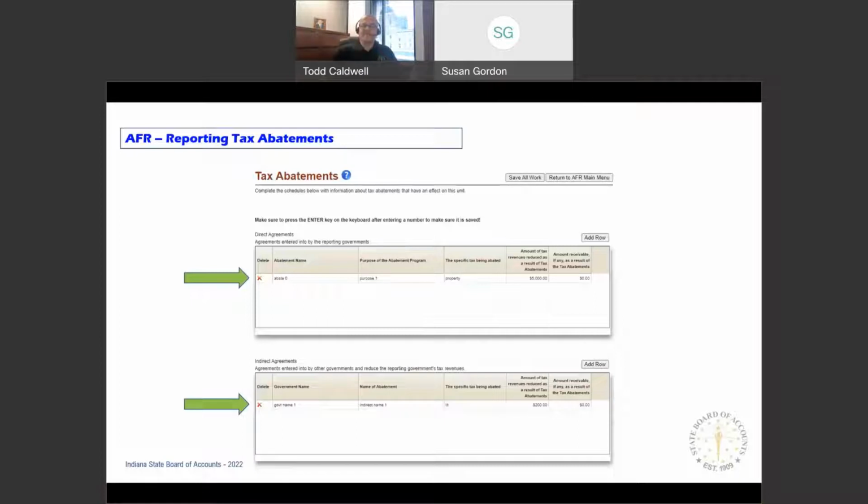Indirect abatements are going to affect your city or town, but they're not ones that are approved by your governing body. They're ones that are authorized by another governing body, most likely your county councils. And because there's an impact to your city or town, then these indirect abatements need to be disclosed as well.